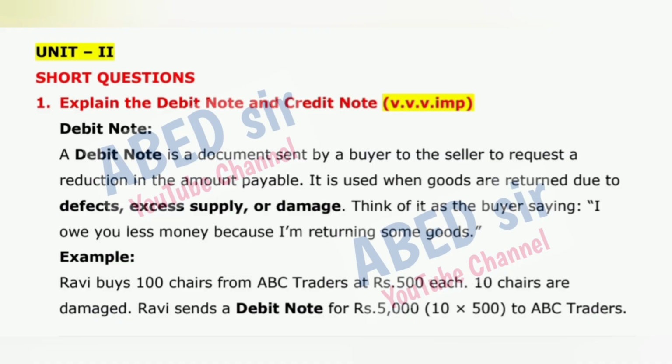Example: Ravi buys 100 chairs from ABC Traders at 500 rupees each. 10 chairs are damaged. Ravi sends a debit note for 5,000 rupees, 10 times 500, to ABC Traders.